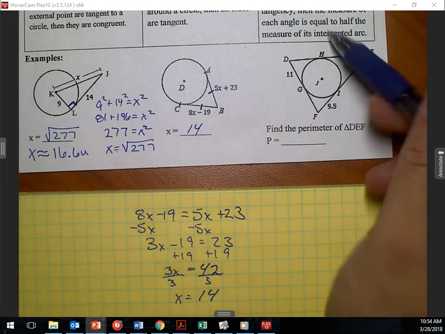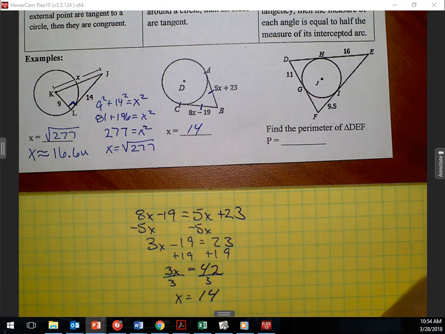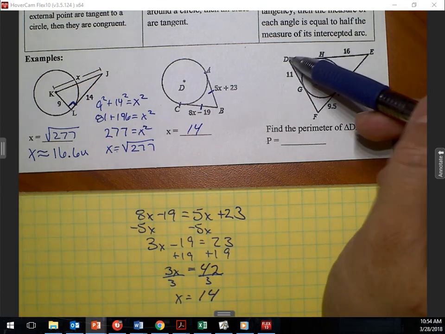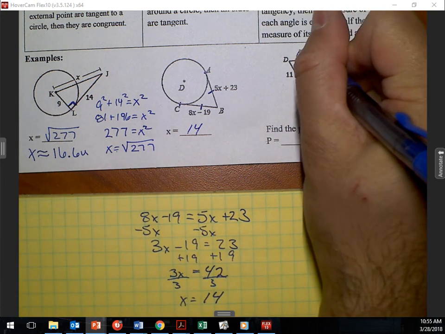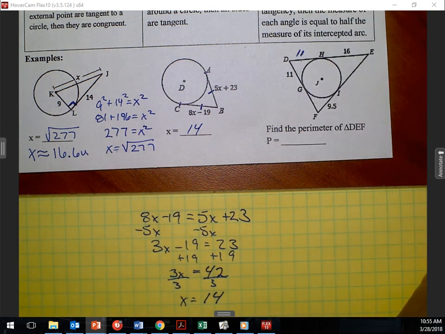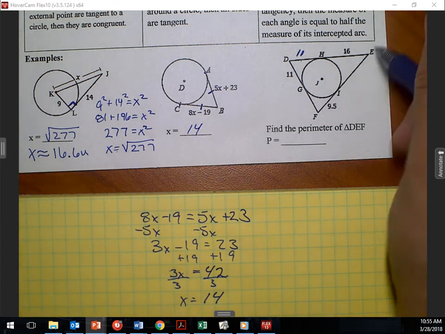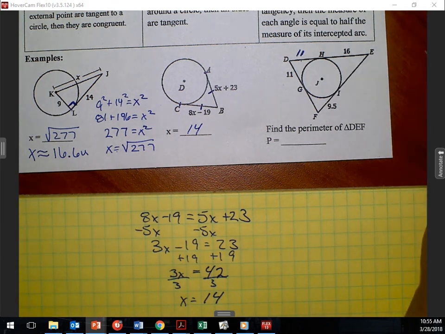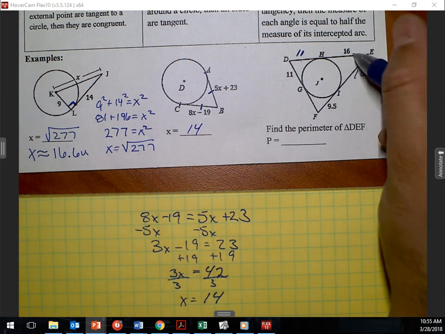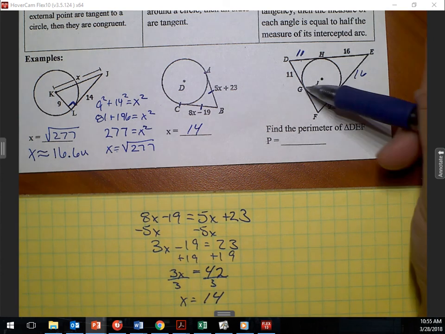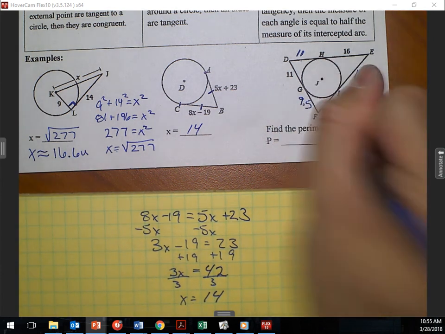Now, let's go through and look at this one. This is just like my second set of notes, or the second example up here. So can someone tell me what DH is? 11. Why is it 11? Because those two sides are congruent, aren't they? Okay. What is EI? 16. Very good, because these two are congruent. And GF? 9.5, because these two are congruent.